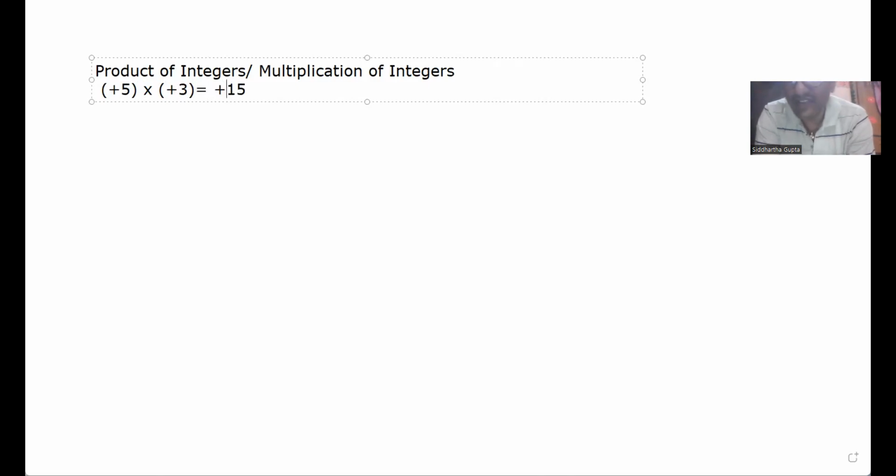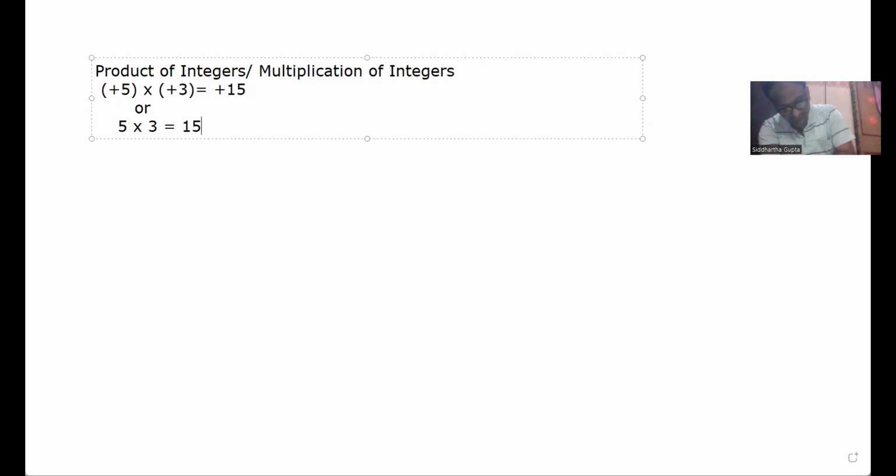But in normal life, we don't need to put this positive sign because positive is understood. Okay, so we don't need to put this thing. Five into 3 is equals to 15. So this is the same thing. There is no difference between plus 5 into plus 3 is equals to plus 15, and 5 into 3 is equals to 15. They are the same thing, because if you don't put any symbol, it is considered as a positive number.